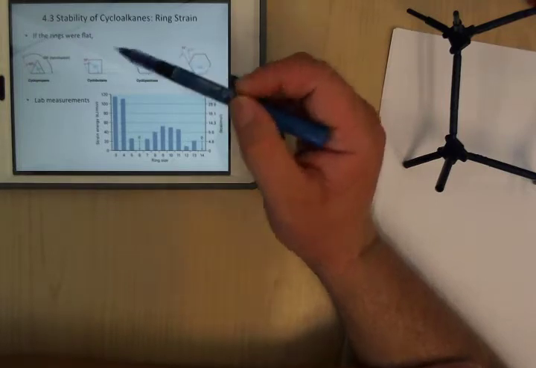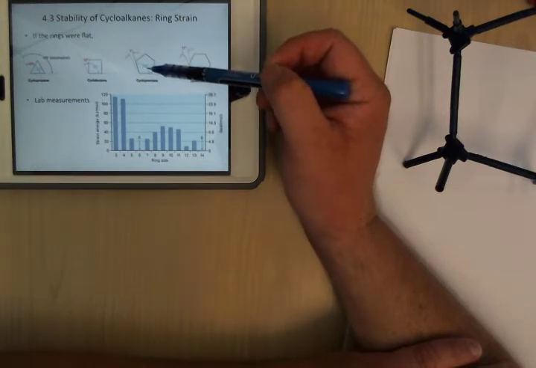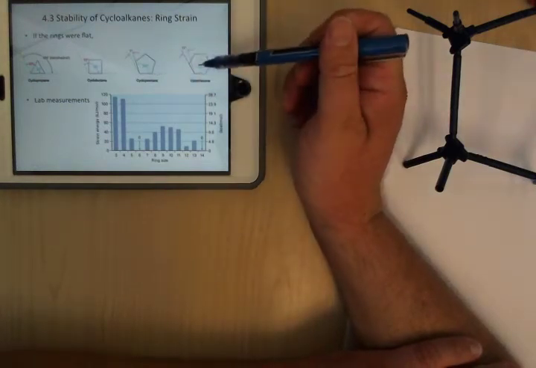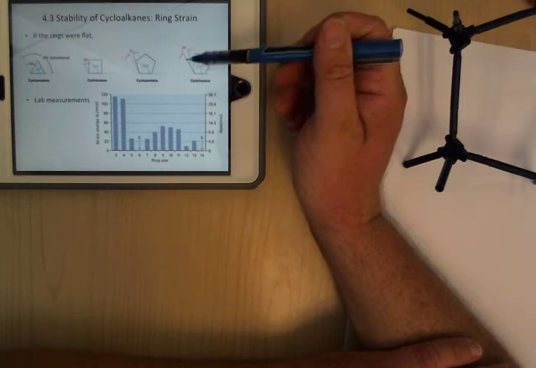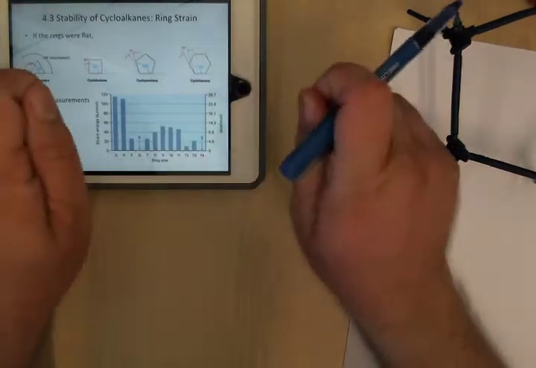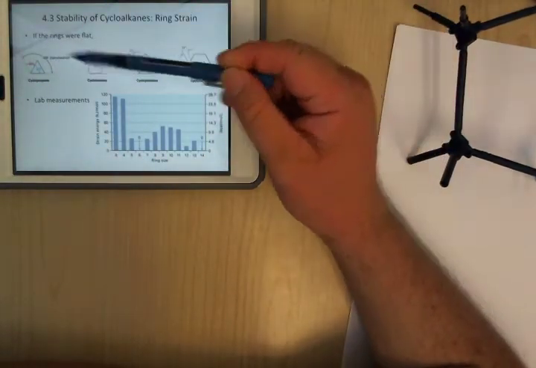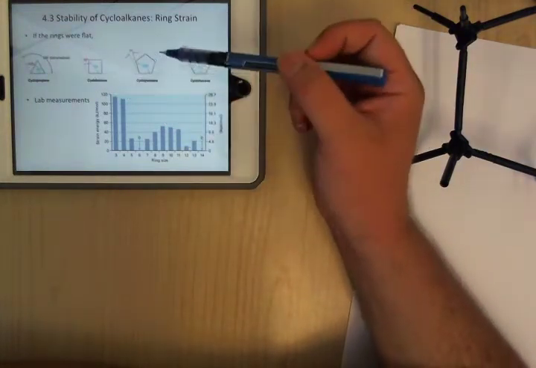So if everything's flat, the angle is 108 degrees, and it wants to be 109. Not too shabby. And cyclohexane should be a little bit worse, because it's 11 degrees outside, a little bit farther away. So cyclopentane should be the most stable, followed by cyclohexane, and then the smaller rings. Okay, just looking at the angle strain.